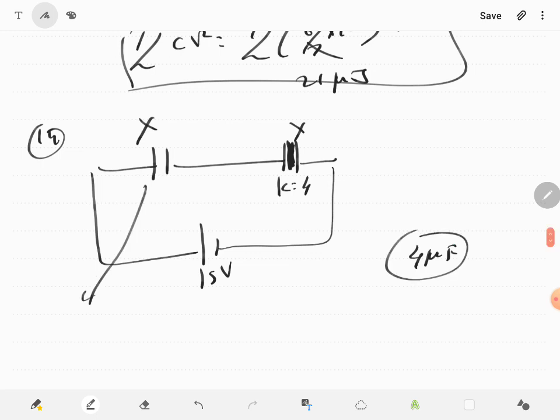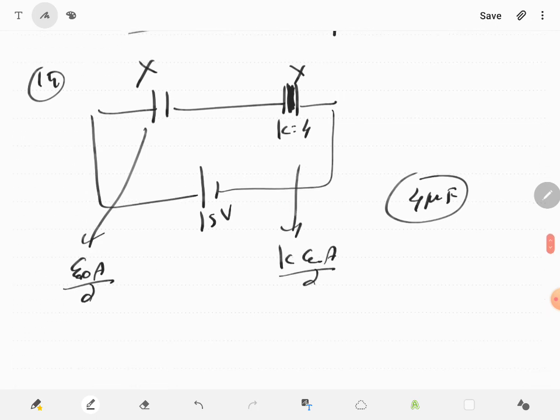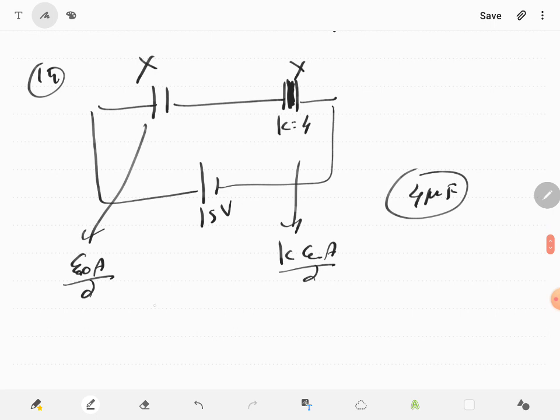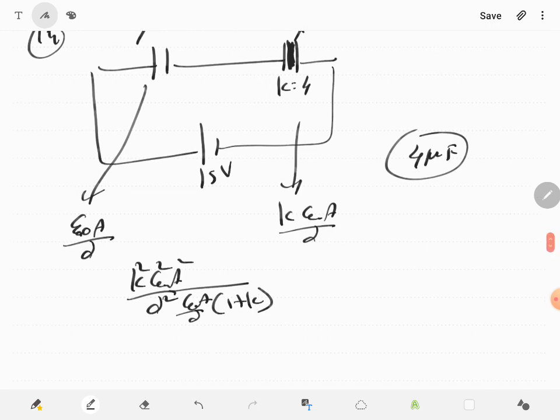You know the capacitance in this case is epsilon naught into A by D. In this case it is K into epsilon naught into A by D. They both are in series, so it's C1 C2 by C1 plus C2. What is common here is epsilon naught into A by D into 1 plus K. Then D and D get cancelled.